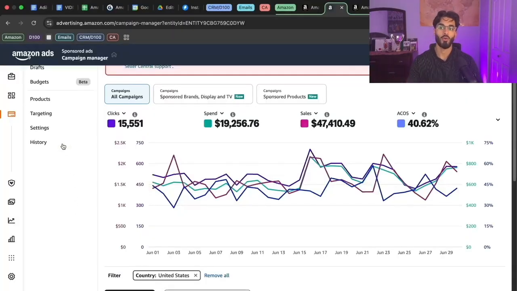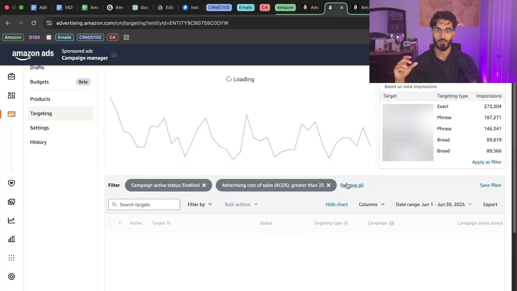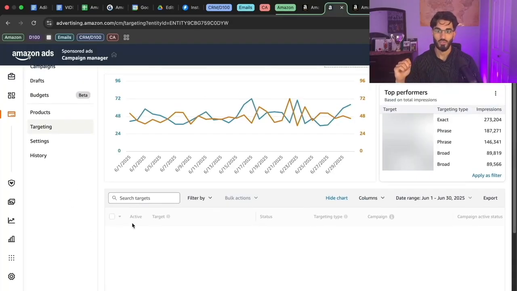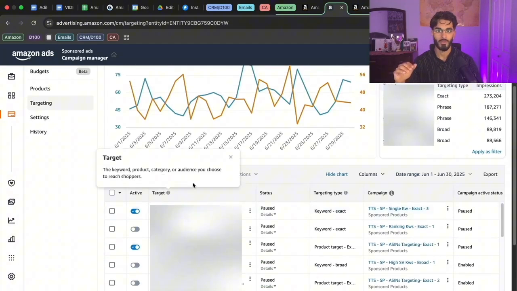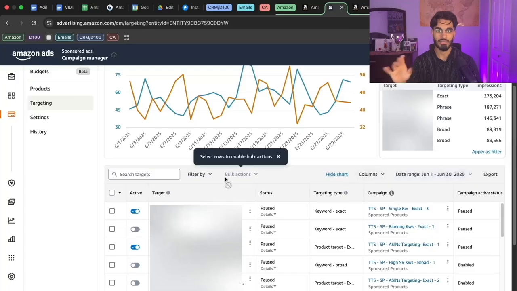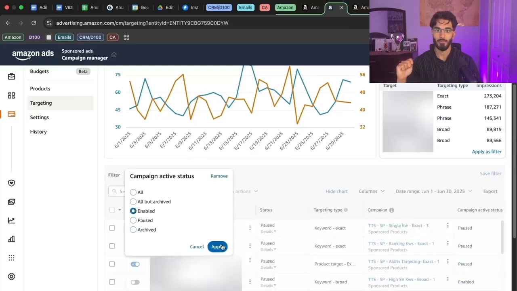Okay, so now let's actually clean up these campaigns. Go to the targeting tab. Once we're in targeting, we're going to set a few filters right out the gate. Let me remove all this right now. It's going to show us an insane amount of targets here, 25,000 targets. We're going to choose the date range, the last 30 days, ideally. Filter by campaign active status, so we only want enabled campaigns. So hit enabled.